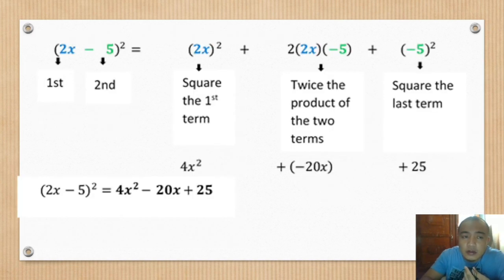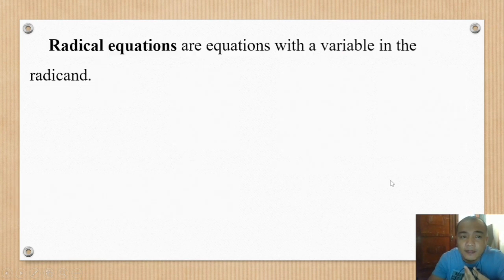Another, quantity 2x minus 5 squared. First we square the first term, 2x, for 4x squared, plus twice the product of the two terms, 2 times 2x times negative 5, which is negative 20x, plus square the last term. Last term is negative 5. Negative 5 squared is positive 25. So 2x minus 5 quantity squared is 4x squared minus 20x plus 25. Okay, gets nyo?